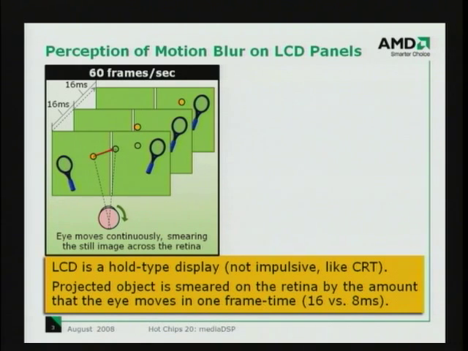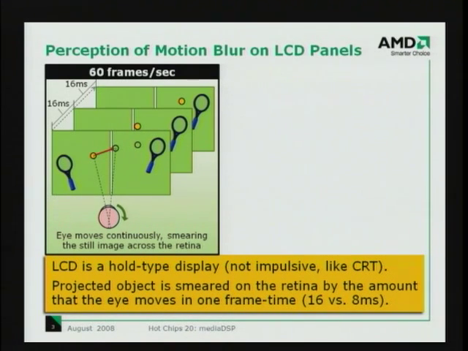The reason this happens is that the LCD is a hold-type display, which means that each picture is held on the screen at a constant brightness for the full frame time, and the frame time is about 16 milliseconds for 60 hertz video. If the human's eye is moving while that picture is stable on the screen, it will end up smearing that image across the viewer's retina.